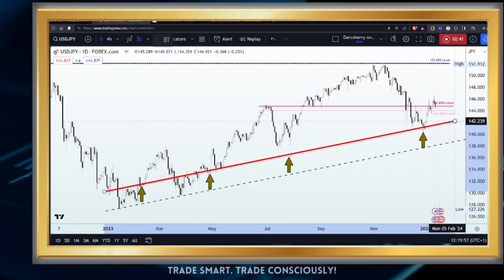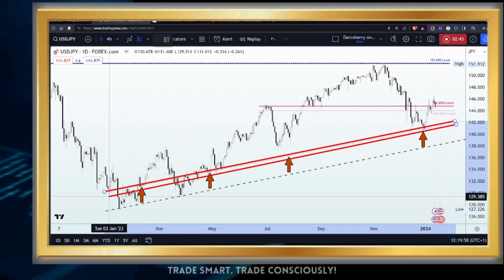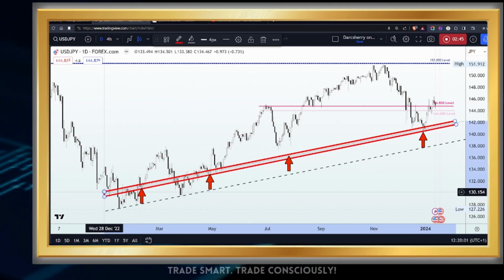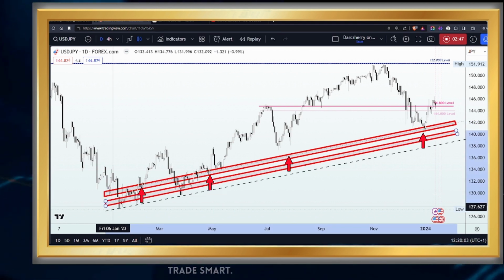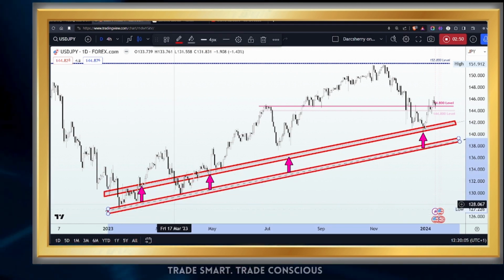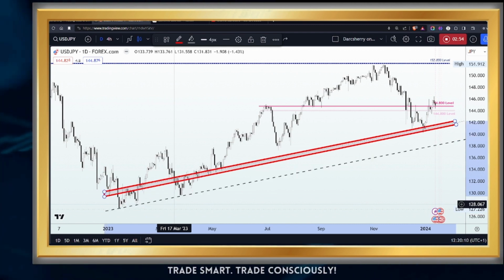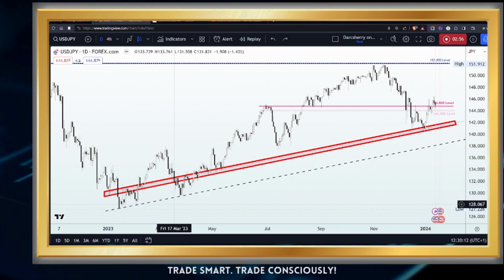In fact, we have a couple of them. We have this one right here, and of course when I projected this to the other pivot lows, we have the major ascending trend line. So in summary, it's more or less a bullish momentum throughout the course of last year.